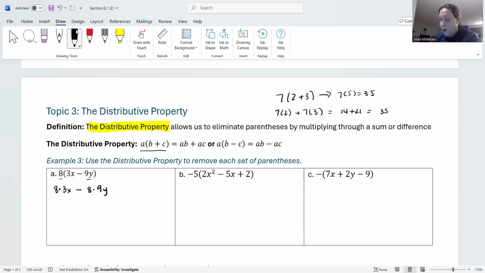Okay? Now for 8 times 3x, we just multiply 8 and 3, which is 24, and then we just keep the x. And then for 8 times 9y, we just multiply the 8 and the 9. So 8 times 9 is 72. So we subtract 72y. And this would be our final answer.